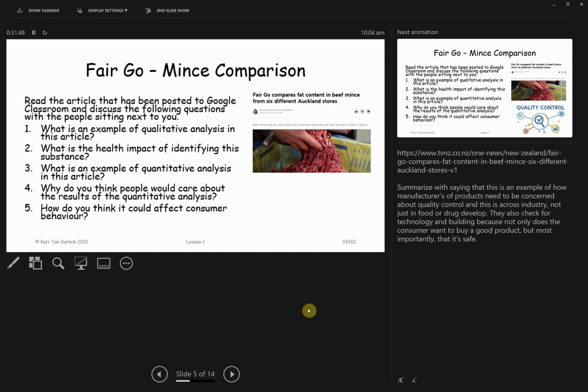I really like this article because it shows you the real world implications of the stuff that we talk about in science, in particular chemistry. First off, we're thinking about the qualitative analysis. In that case, we're just trying to identify something. So what in the article were they trying to identify?